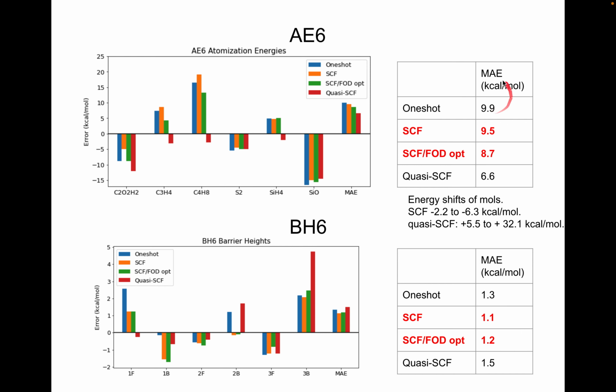Now let's look at the barrier height performance. Although you see some difference depending on the reactions, the overall mean absolute error from the one shot to the SCF to the FOD optimized are very similar in performance, less than 1 kcal per mole difference. And in this case, quasi-SCF also shows very good performance. And overall, in all four cases, the performance is close to each other.